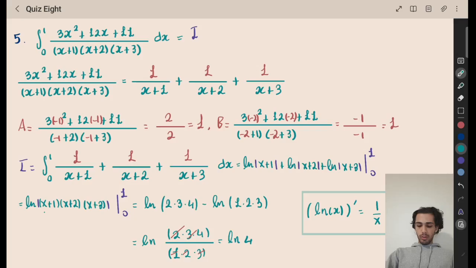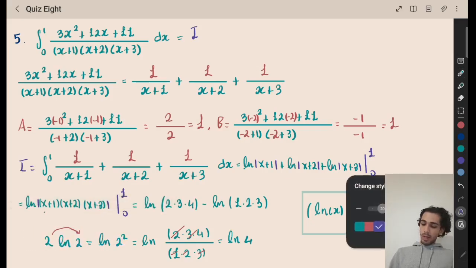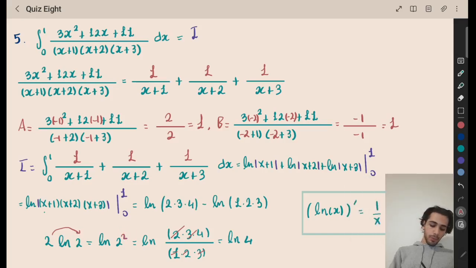And I take a look at the choices. There's no ln of 4, but there is twice of ln of 2. And the reason why this is equal is because twice of ln of 2, you have the nice property of the ln that you can bring the coefficient inside as a power. So you get ln of 2 squared. And guess what? ln of 2 squared is equal to ln of 4.